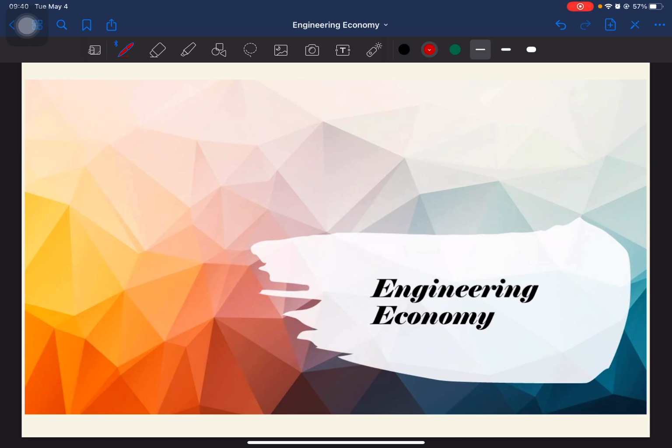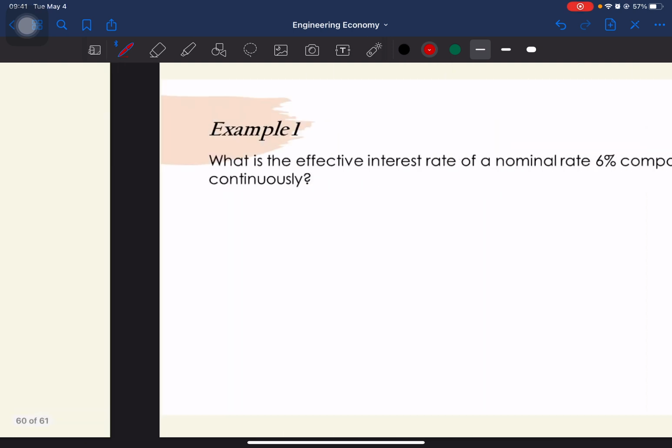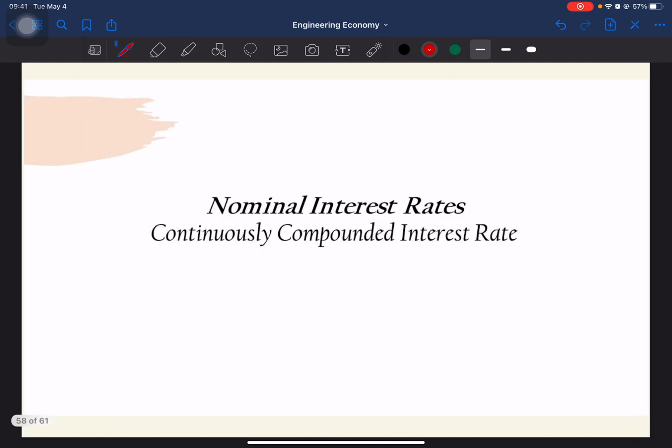Good morning. This is another topic for engineering economy, or actually a continuation of the topic last time, which is nominal versus effective interest rates and how to use them in situational problems. This is going to be a short one because, like I said, this is a continuation. The main topic in this video is the continuously compounded interest rate. I don't have a formula in the slides because I plan to show you how it is derived and how to use it.